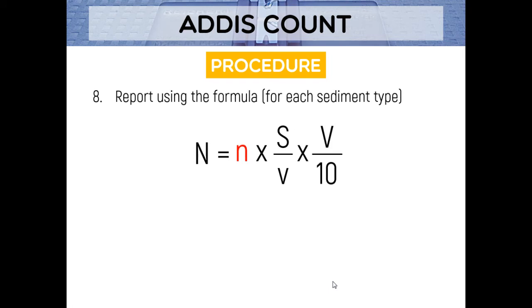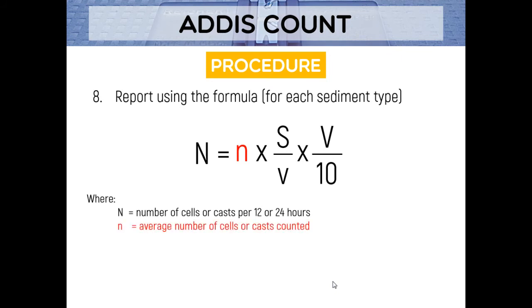So meaning for the casts, we calculate using this formula. For RBCs, we calculate too. For WBCs, etc. Okay? All right. So this is the formula. Again, where the capital N is the number of cells or casts per 12 hours or 24 hours. Small n is the average, so the average number of casts or cells that we saw in the 9 large squares.